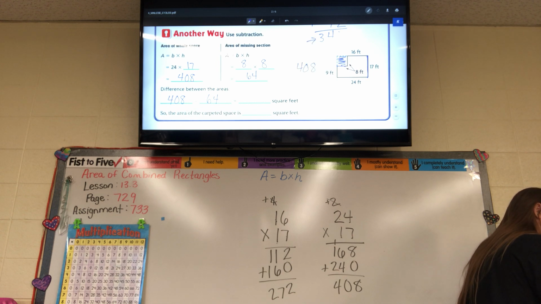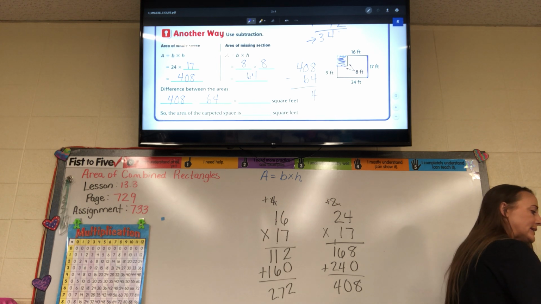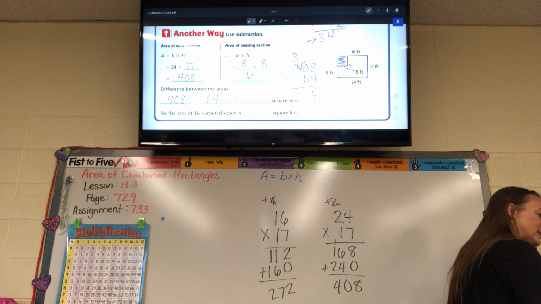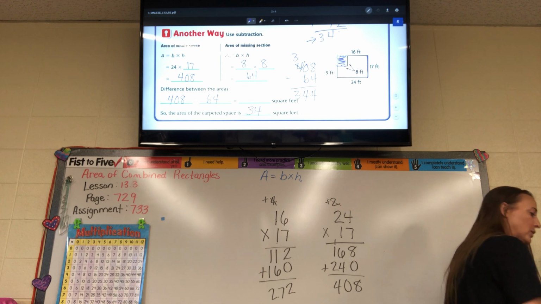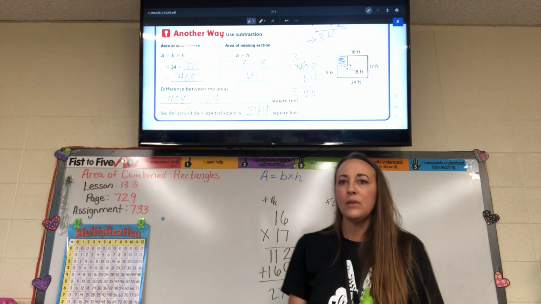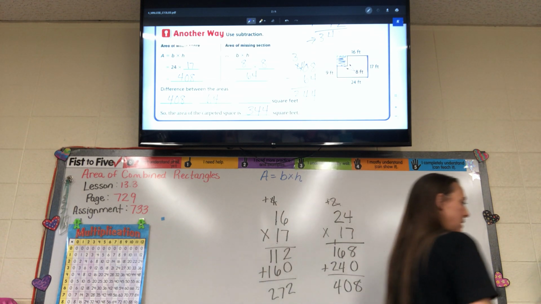408 minus 64. 8 minus 4 is 4. And then 0 minus 6, we can't do that, so we need to borrow from the 4, make it a 3, make that 0 a 10. 10 minus 6 is 4, and then 3 minus nothing. So 344, so it matches up. So 2 different ways to do that problem.